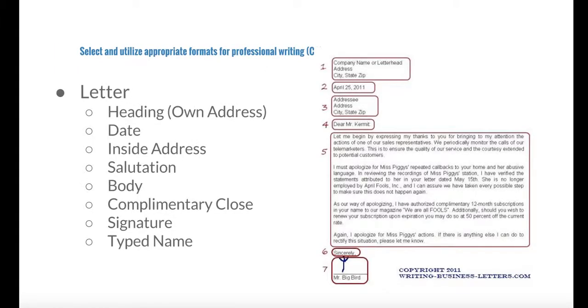Select and utilize appropriate formats for professional writing. So professional writing usually involves writing business letters. So when writing business letters, the format that you want to follow is starting with your heading, then the date, then the inside address, which would be your own address, then the salutation, then the body, then the complimentary close, then the signature, and then the type name. So that's basically the format that you want to use in your professional writing of business letters.